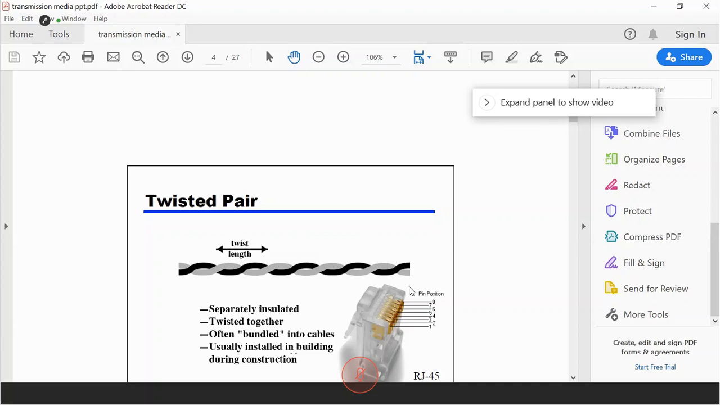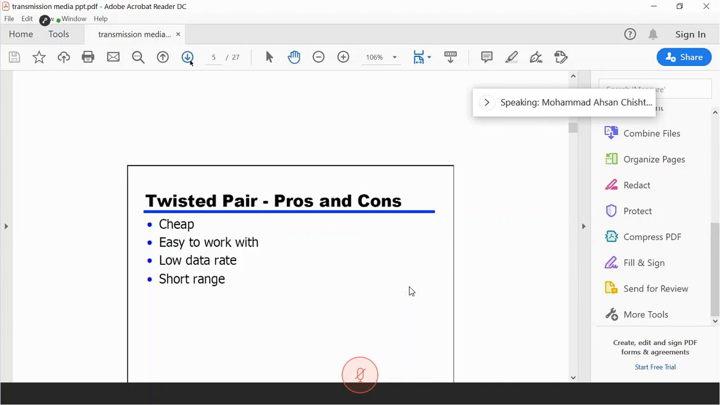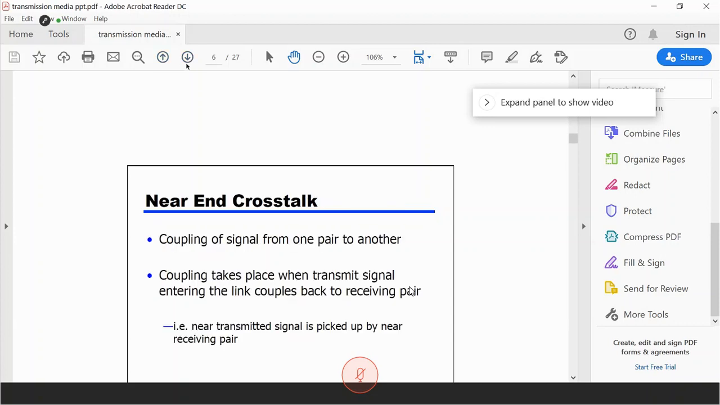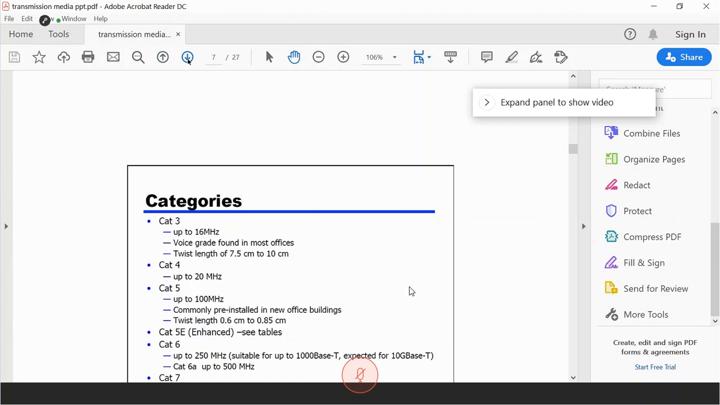The good thing about the twisted pair is that it is cheap and easy to work with. But these are the cons of it: low data rate and short range. This is what I just now explained about the crosstalk. And these are its categories. There is category 3 twisted pair. This is two insulated wires. This is for the telephone that has been used. Then you see Cat 4 as well, Cat 5 as well. You can see the differences between these are the frequencies that have been used, the twist lengths, how many twists you have per centimeter. The more the number of twists, the better the wire, and so on.